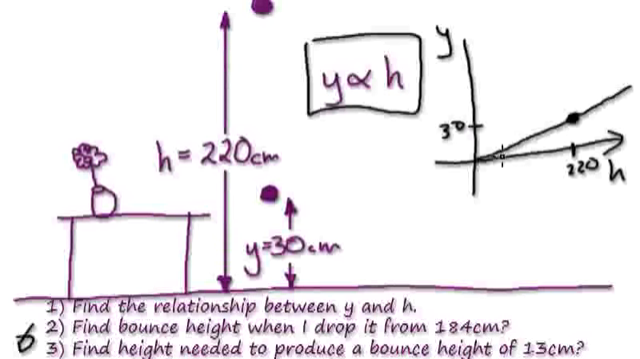So this is a straight line, so it's going to be y equals mx plus c, but c, the intercept, is 0, so we can pretty much forget about c. So it boils down to y equals the gradient.